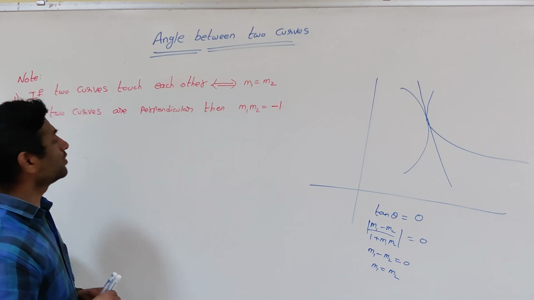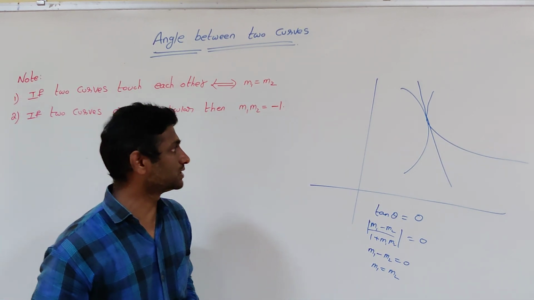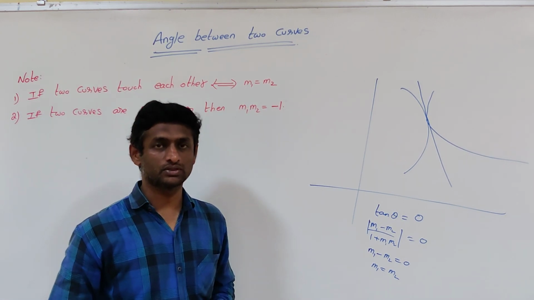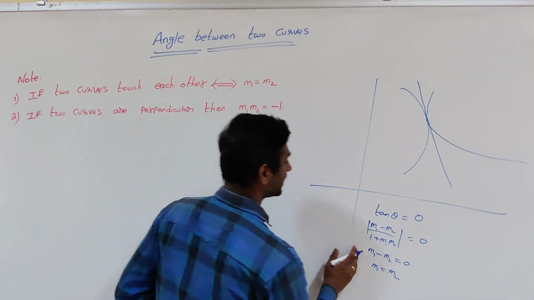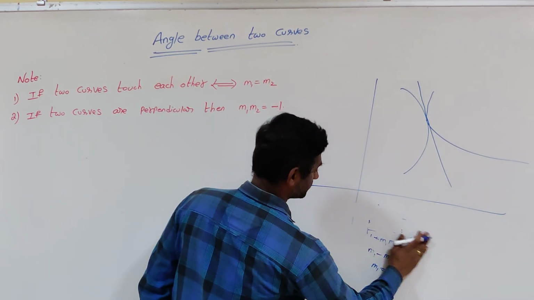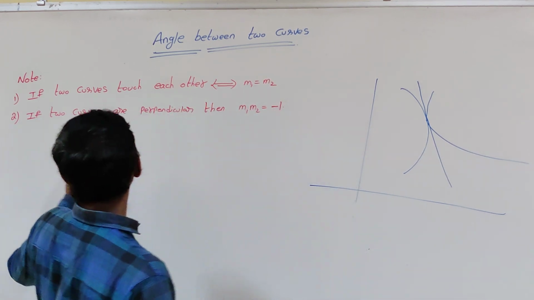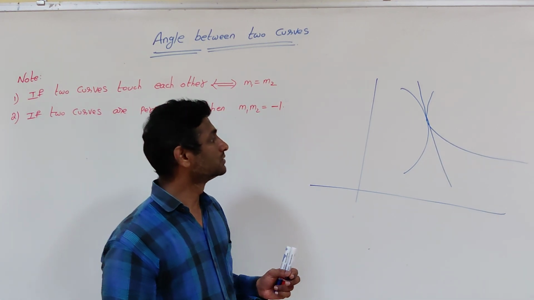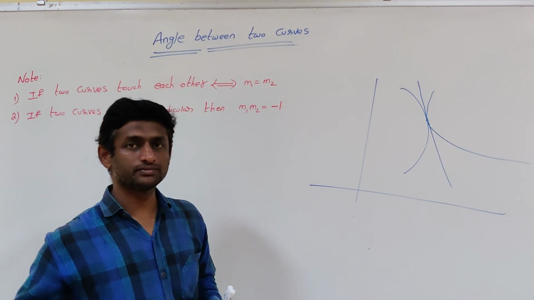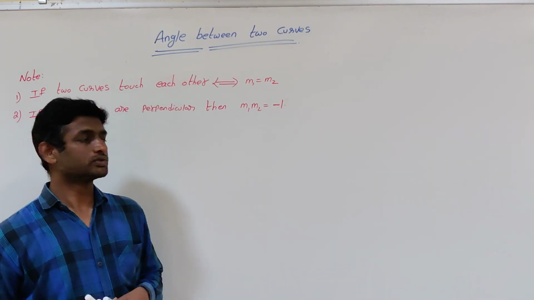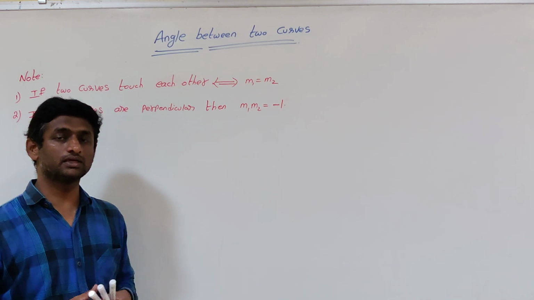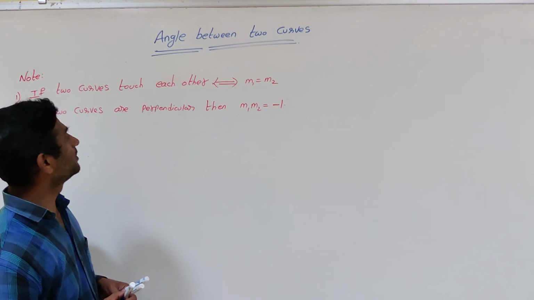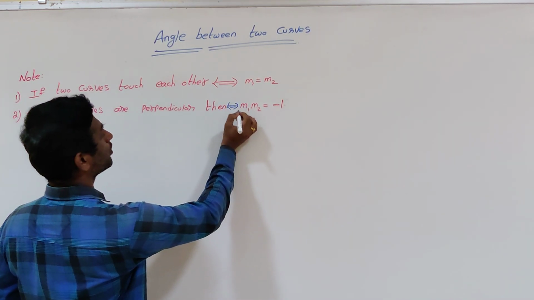That means the two curves touch each other. Next, if two curves are perpendicular to each other, then the angle between them is 90 degrees. So tan 90 is not defined. That is the first part and we will go for the second part. That is the second note. If two curves are perpendicular to each other, meaning the two tangents are perpendicular, then what is the condition? If and only if the product of the two slopes is minus 1.